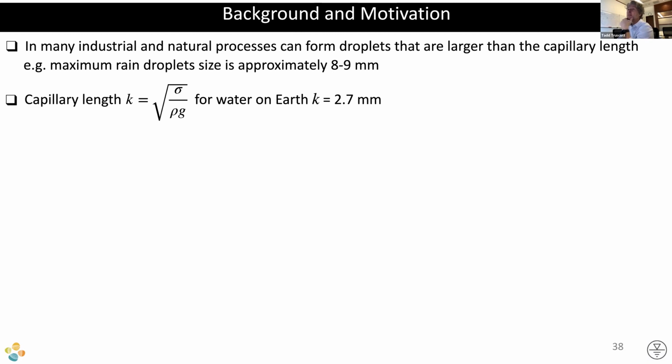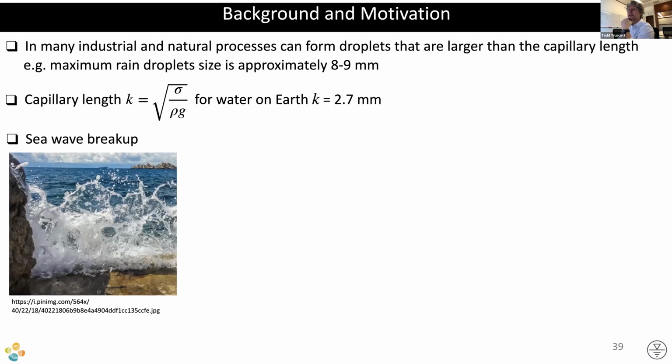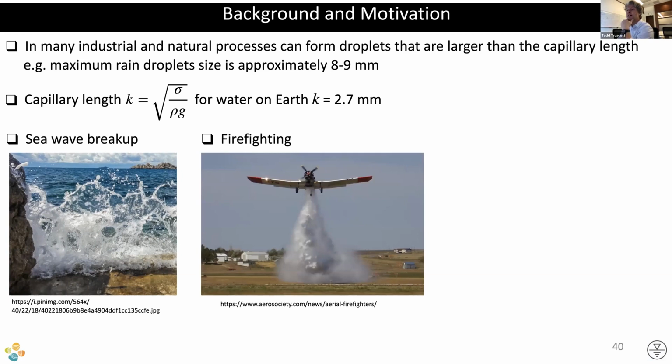Here I'm saying raindrop size is usually less than 8 to 9 millimeters. Those are the maximums. And the capillary length for water on Earth is 2.7. And why would you want to study this? Well, you have things like sea wave breakup. A lot of these waves don't have time to form into smaller droplets, so the larger droplets would be good to study.